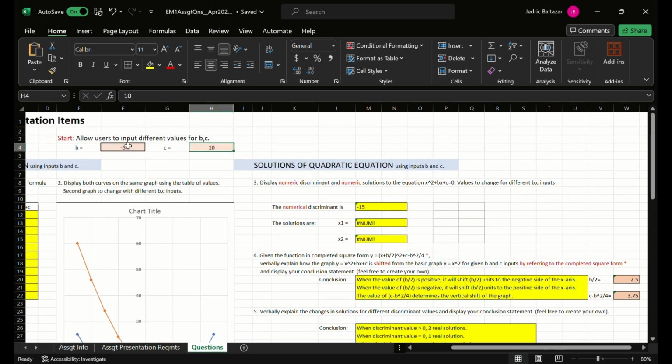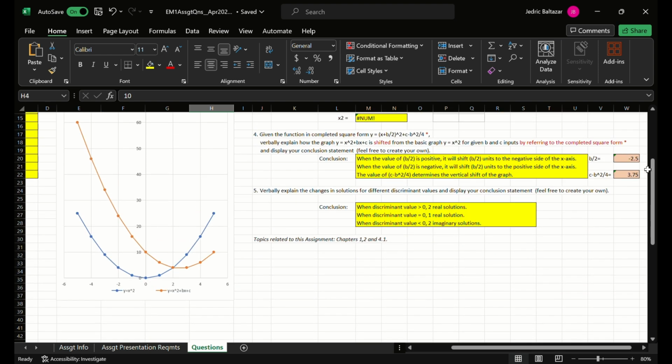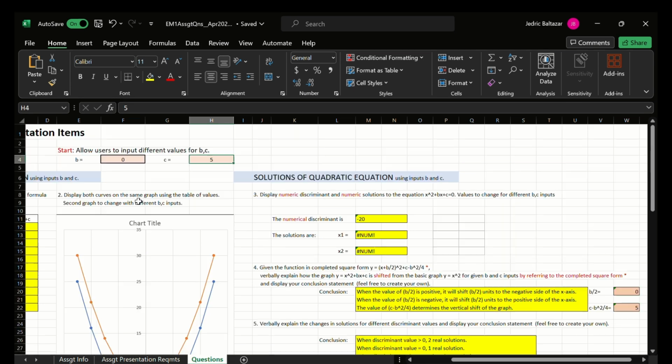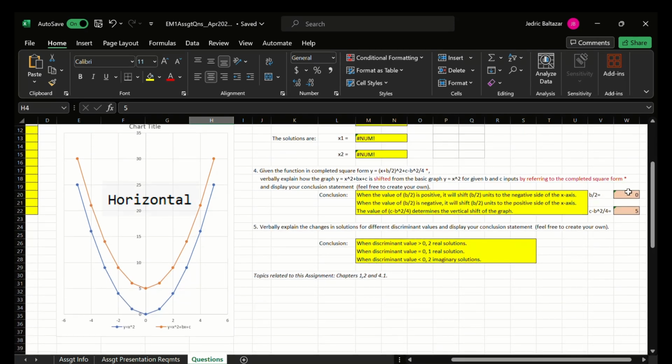As an example, my value of b is negative 5 and c is 10. As you can see here, the graph will move 2.5 units to the right and 3.75 units up. As an easy example, I have my b value at 0 and my c value at 5. As we can see here, the line will not shift horizontally, but it will only shift 5 units up.